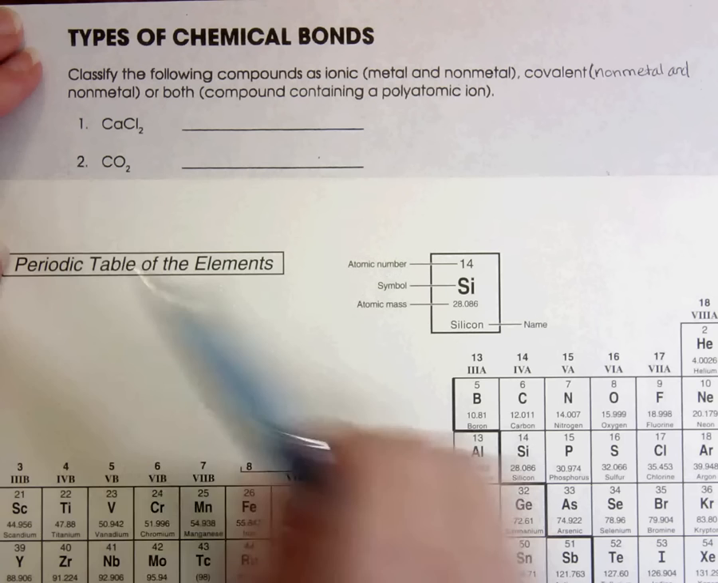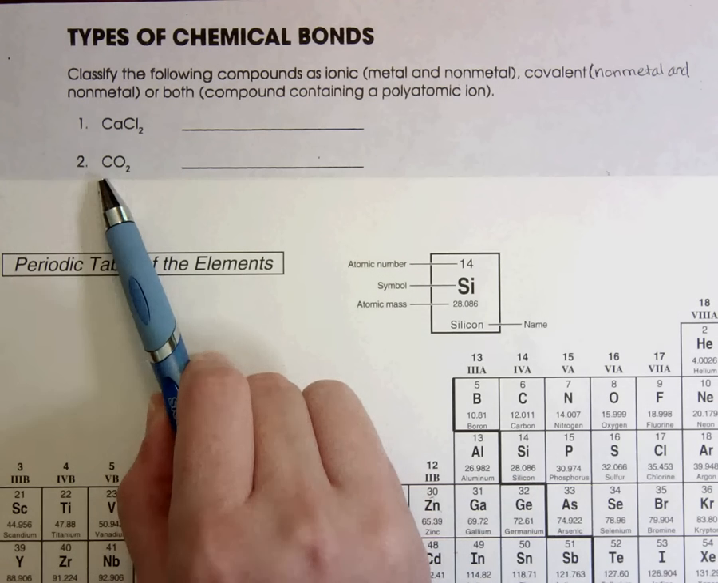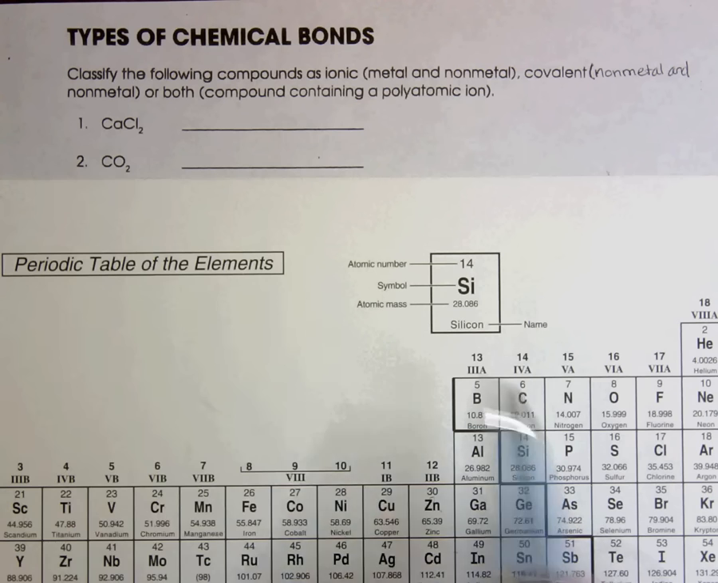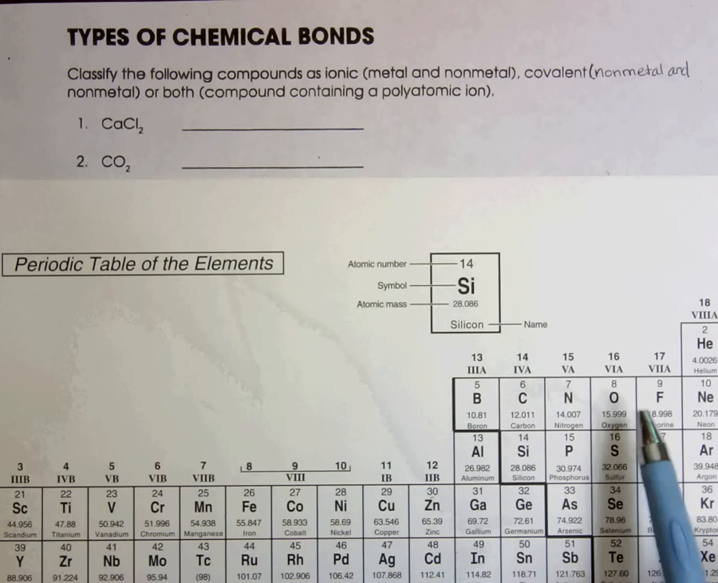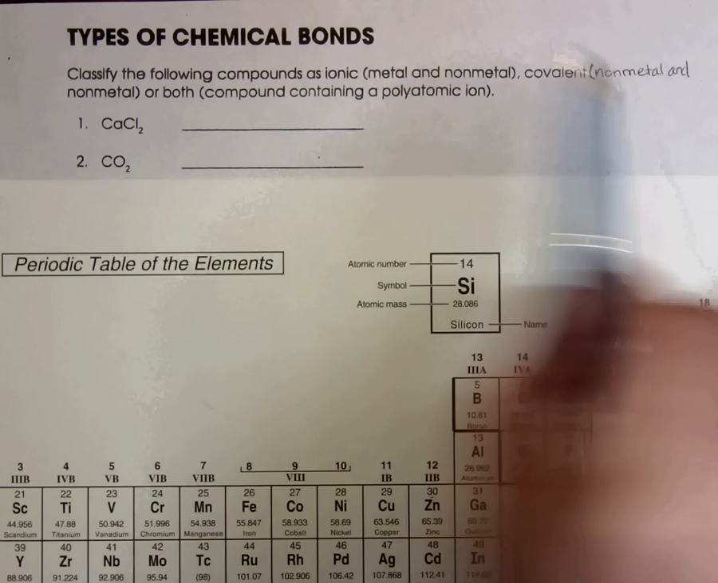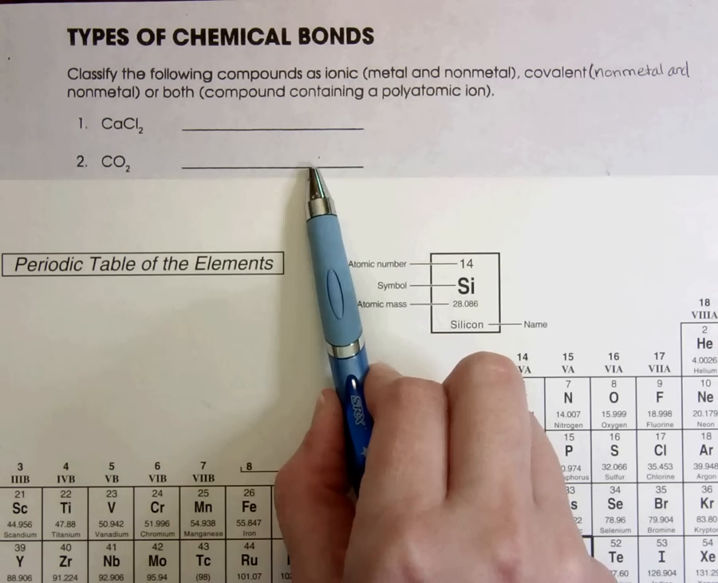On number 2, I have CO2. C is carbon, so I look for carbon and I find it right here. It's on the right side of my zigzag line, so it's a nonmetal. And O, oxygen, is also to the right of the zigzag, which means that it's also a nonmetal. 2 nonmetals, nonmetal and nonmetal, is covalent. So I'm going to write covalent here.